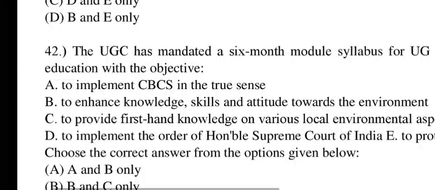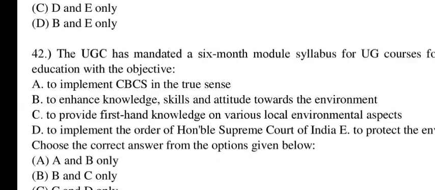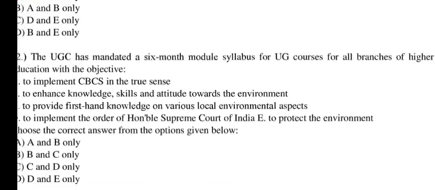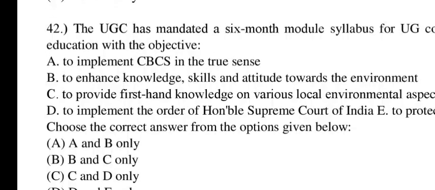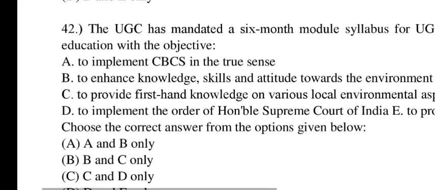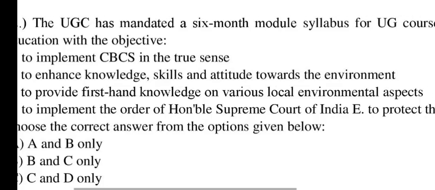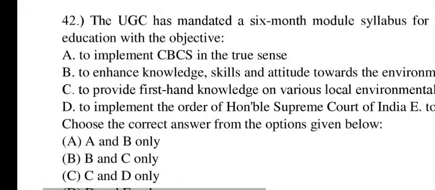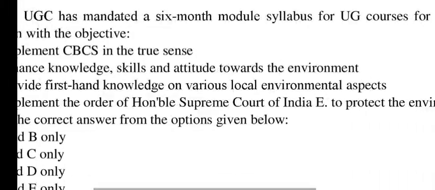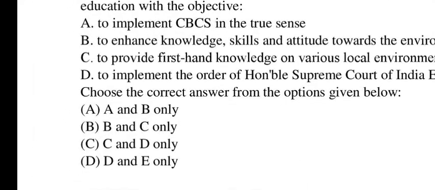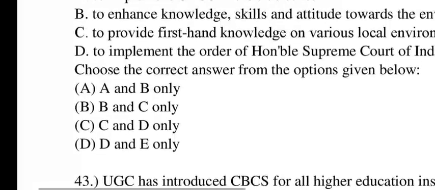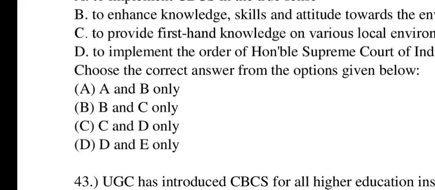Question 42 says the UGC has mandated a 6-month module for UG courses for all branches of higher education with the objective of what? A, to implement CBCS in the true sense. B, to enhance knowledge, skills and attitude towards the environment. C, to provide first-hand knowledge on various local environmental aspects. D, to implement the order of Honorable Supreme Court of India. E, to protect the environment. Choose the correct answer from the options given below. The correct option will be B and C.